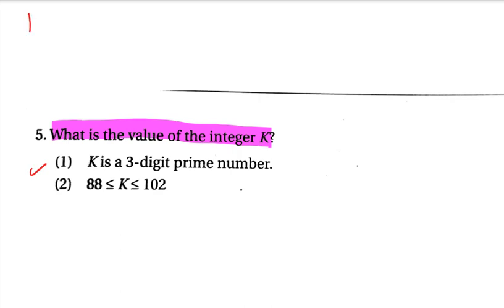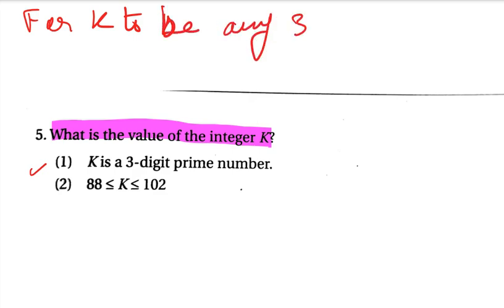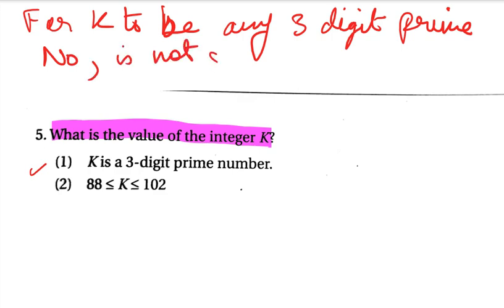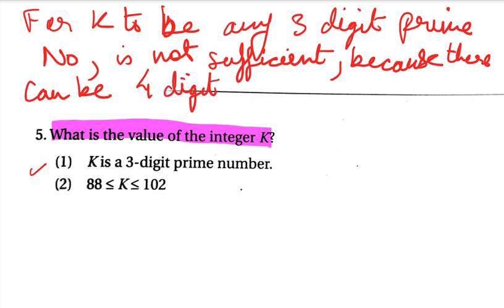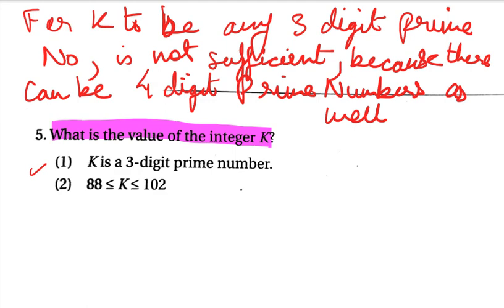Now for k to be any 3-digit prime number is not sufficient. Why is it not sufficient? Because there can be 4-digit prime numbers as well. Okay, so the first condition is not sufficient.